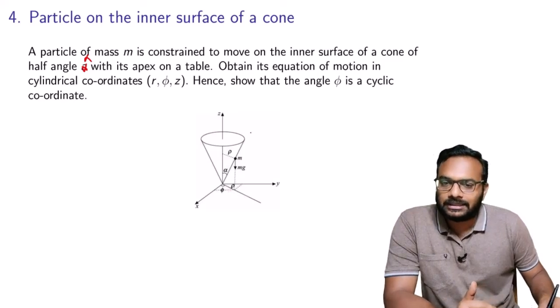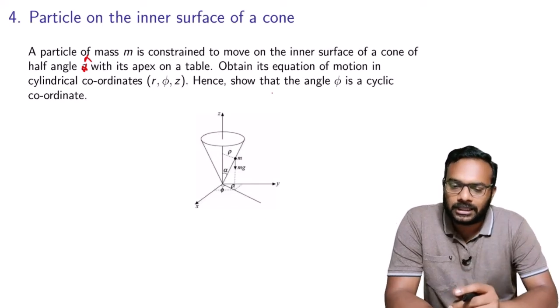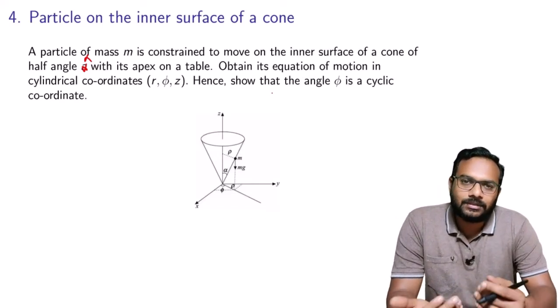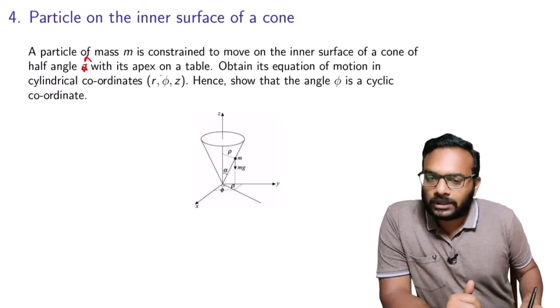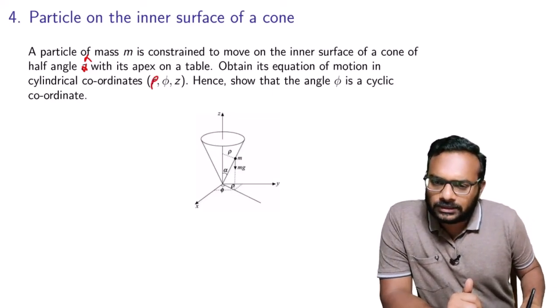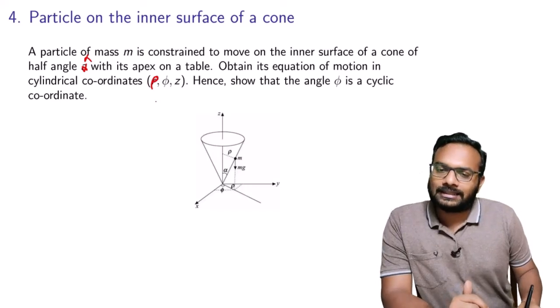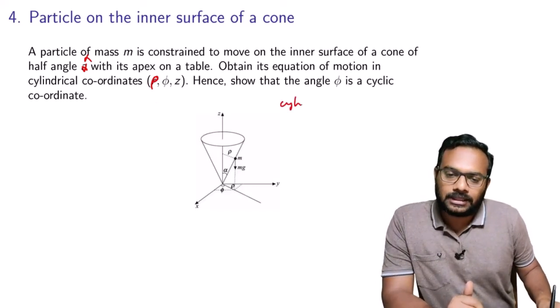We'll do that. We need to find the Lagrangian here and obtain the equation of motion. Obtaining the equation of motion once we get the Lagrangian is easy. Here I think we'll use rho, because we'll use cylindrical coordinates: rho, phi and z.